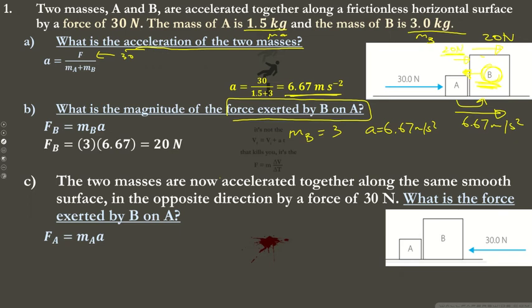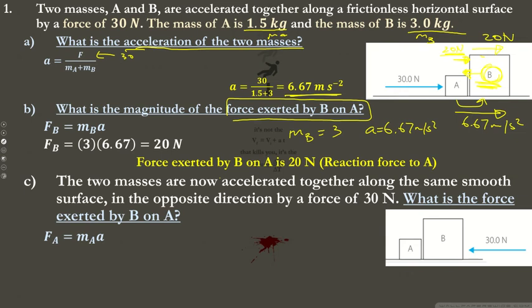And we know that according to Newton's third law of motion, whatever force you're applying onto an object, you will experience an equal and opposite reaction force. So B will be pushing back with 20 newtons, and so the answer is 20 newtons exerted by B onto A.